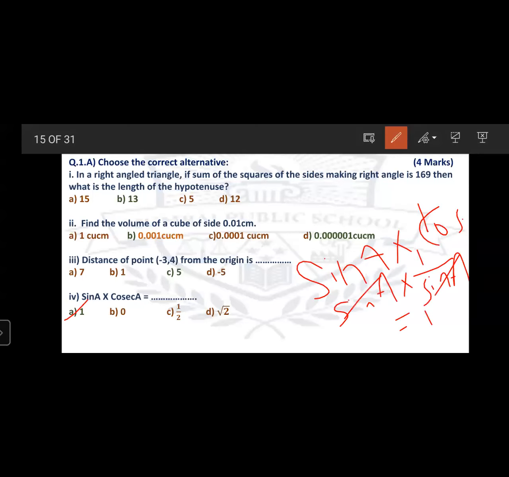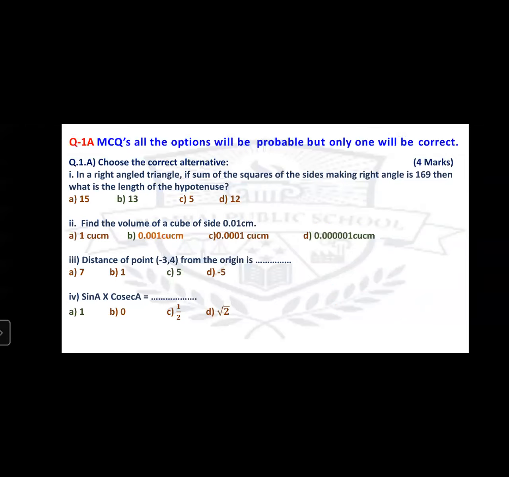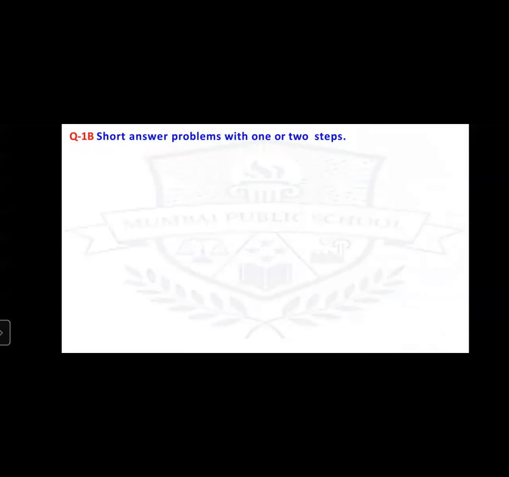Okay. Now see the next question. Question number 1B, short answer problem with 1 or 2 steps. So see, solve the following. There is no option. There are total 4 questions and all questions are compulsory. Each question carries 1 mark. So 4 into 1 is equal to 4 marks.